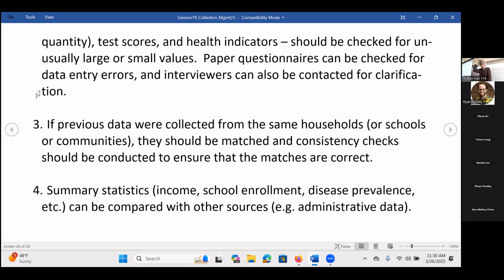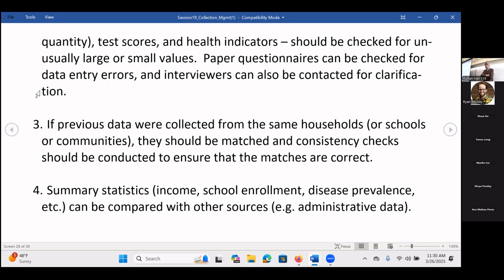And sometimes if you've got paper questionnaires, maybe the problem was that the person who entered the data made a mistake, and you go look at the paper questionnaires and see it was a typo or something like this. Okay. If you're collecting panel data, so there's previous data from the same households, then you can check to see, are the same people still there? Do they have the same dates of birth and so on, to make sure that there wasn't some mistake there.